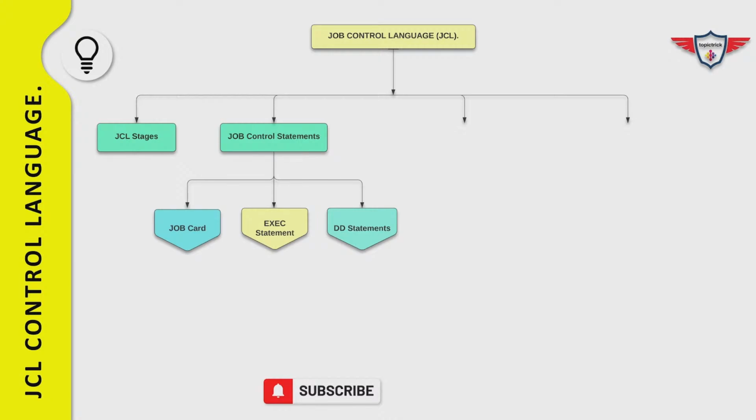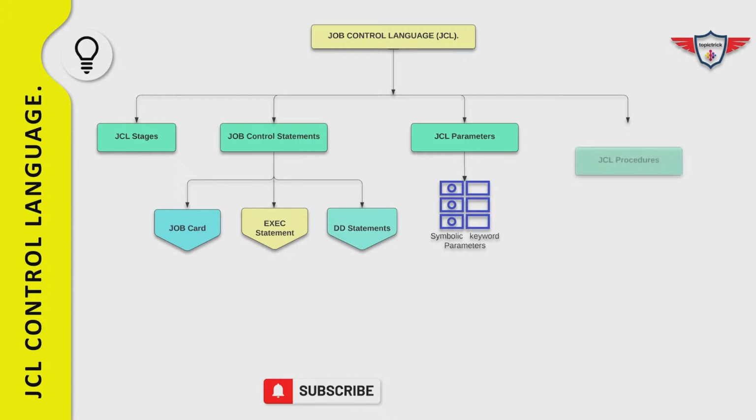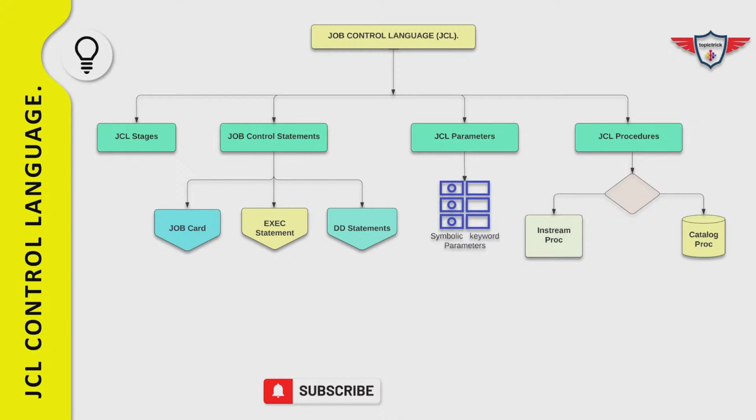And after that we will look at different coding rules which are applicable when you write a JCL. After that, we will look at JCL parameters that include both positional and keyword parameters. In fact, we will look at a couple of important parameters that are used when you are writing your JCL. After that, we will also look at JCL procedures. In this section, we will focus on instream procedures and catalog procedures, and how to override the parameters using the SET statement.